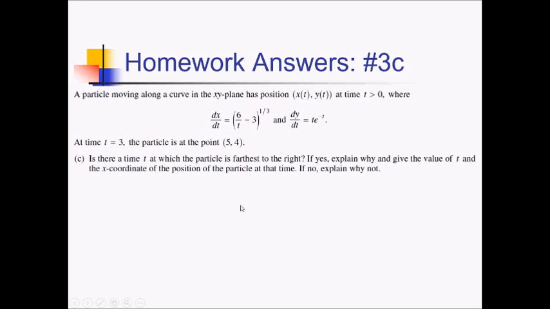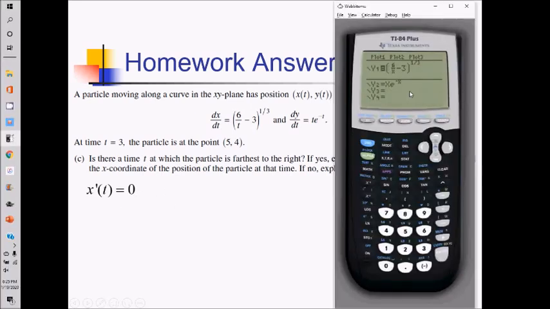For this problem, I need to know if there's a time at which my particle is farthest to the right, and I have to justify all of this and give the x-coordinate of that position of the particle if this is the case. So let me start. We basically want to maximize the x value. Farthest to the right means it's as positive as possible. So that means we need to find critical values for x prime of t. So let me set x prime equal to 0 and solve that on the calculator.